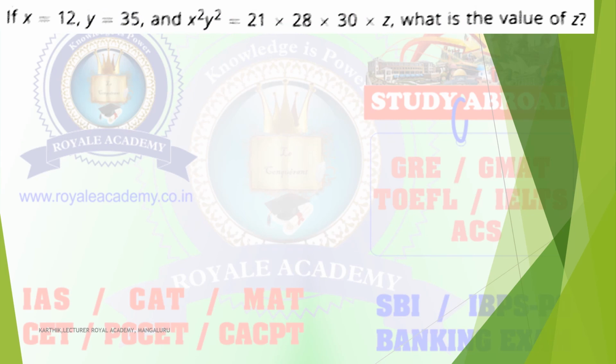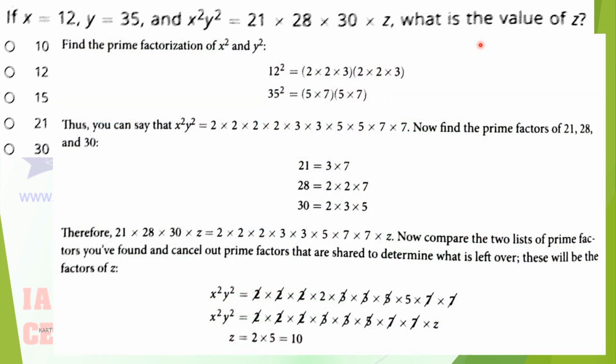Next question: if x is equal to 12, y is equal to 35, and x square y square is equal to 21 into 28 into 30 into z, what is the value of z? You have to determine the value of z. So how to determine the value of z? This is the option, this is the value of z. So how to determine the value?